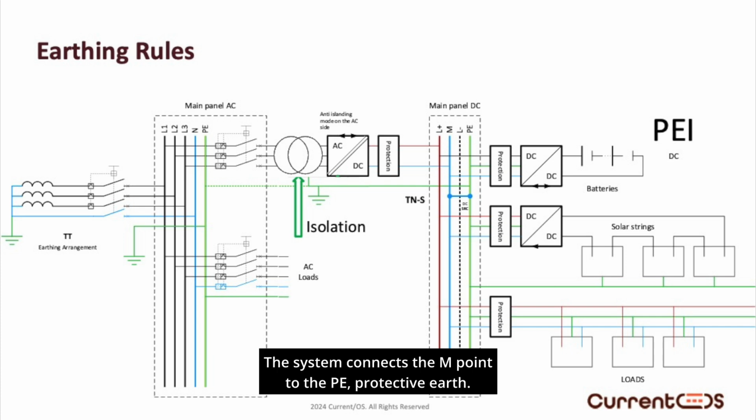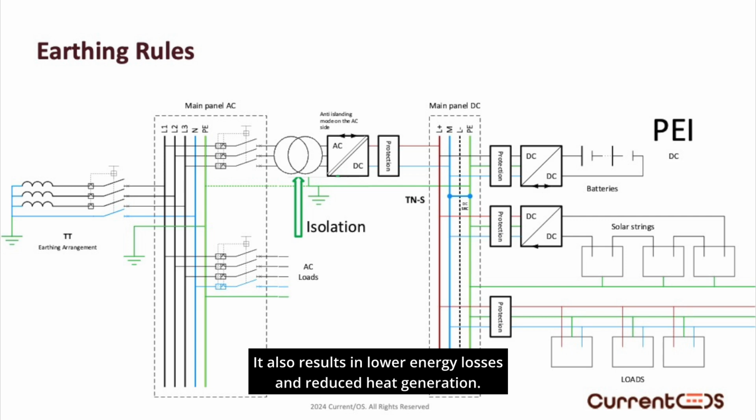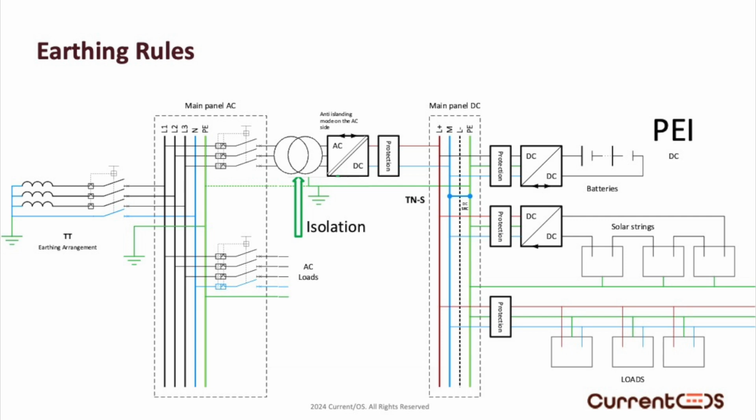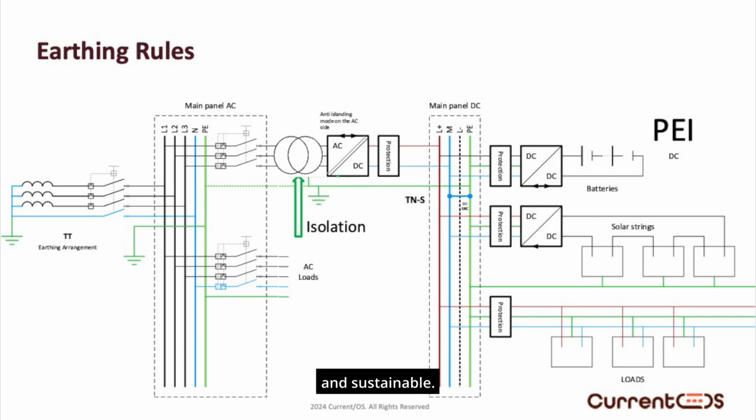The system connects the M point to the PE, protective earth. Whether it's called a midpoint with a positive and negative pole, or simply M without a negative pole, the principle remains the same. One key advantage of this setup is that electronic protections only need to interrupt a single conductor. This is twice as cost-effective compared to IT systems, where both conductors must be interrupted. It also results in lower energy losses and reduced heat generation. Finally, power is supplied to the DC converters. With this arrangement, issues related to DC earth leakage currents are resolved, ensuring the installation is both safe and sustainable.